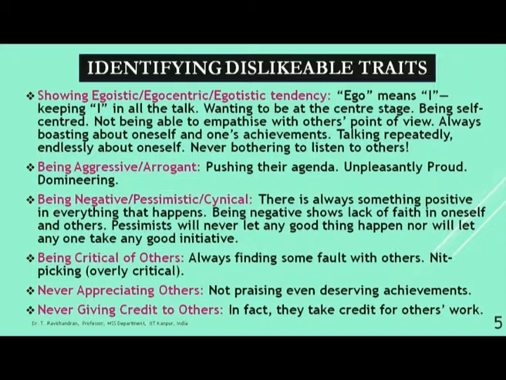showing egoistic, egocentric, egotistic tendency. Ego means I. So, egoistic is keeping all the time I in all the talk. Egocentric is wanting to be at the center stage all the time and keeping people at the margin, pushing others and demanding the center space all the time. Egotistic is all the time boasting about oneself. So, overall it is about being self-centered and not being able to empathize with others' point of view.